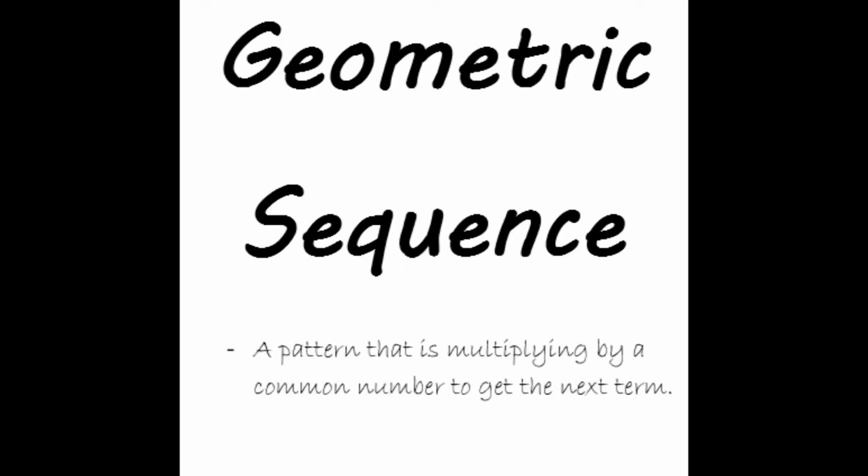First, take your foldable, and on the outside cover, let's write together just a little description about geometric sequences. Geometric sequences are a pattern that is multiplying by a common number to get to the next term. So this is a different type of sequence than most of the ones that we've looked at so far. So go ahead and write that down on the outside cover of your foldable.